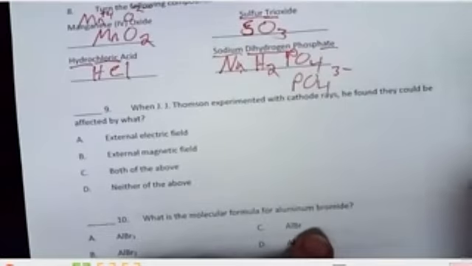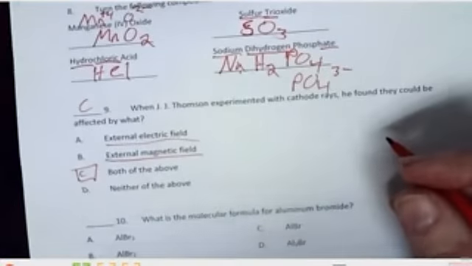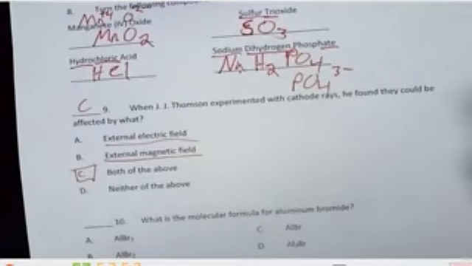When J.J. Thomson experimented with cathode rays, he found that they could be affected by an external electrical field and an external magnetic field. So both. He used those 2 fields to deflect and then reflect the cathode rays back into the original spot. And by using those 2 opposing fields, he could measure the charge to mass ratio of the cathode rays.